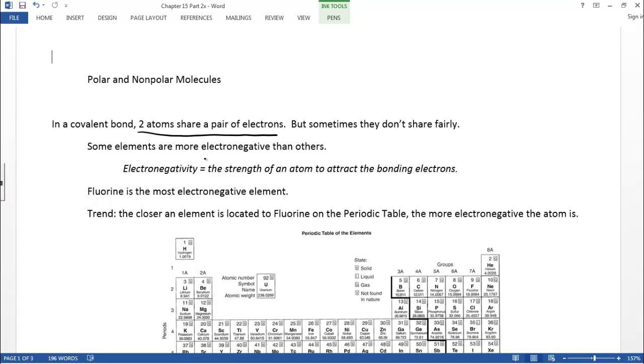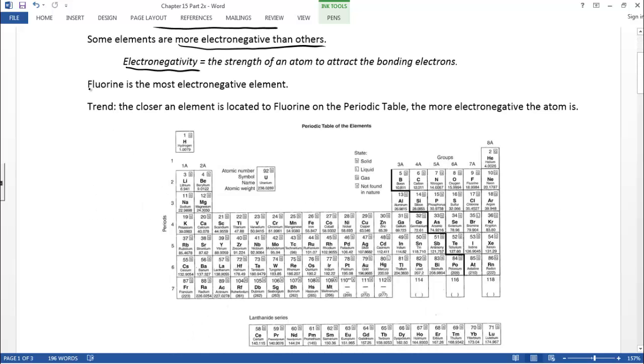Some elements are more electronegative than others, and what that means is they pull on those bonding electrons more than the other element pulls back. So those bonding electrons spend more time next to the more electronegative element. Fluorine happens to be the most electronegative element on the periodic table.